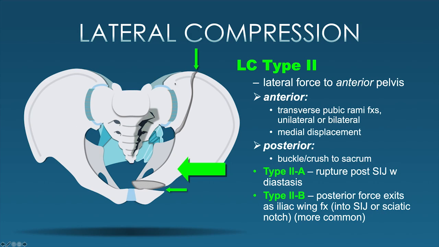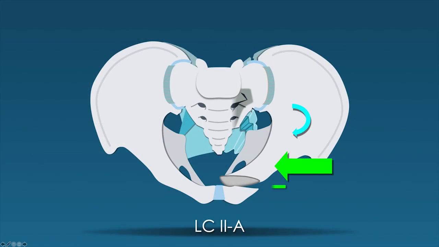This is the type 2B, and disruption back here is the type 2A fracture. We see this one more commonly in our practice. So here's the injury for the lateral compression type 2A. We have the internal rotation of the left hemipelvis with an anteriorly directed lateral compression force, disrupting the superior and inferior pubic rami and crush injury to the sacrum here. And in this case, we've disrupted the posterior SI joint ligament as we show here.